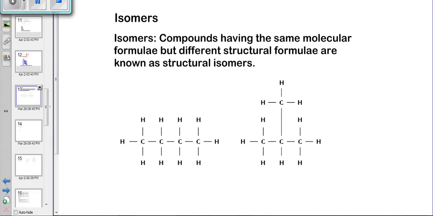Today we are continuing with our series on organic chemistry, and we will be looking at the topic of isomers. Now the definition for isomers is given. It says isomers are compounds that have the same molecular formula but different structural formula.